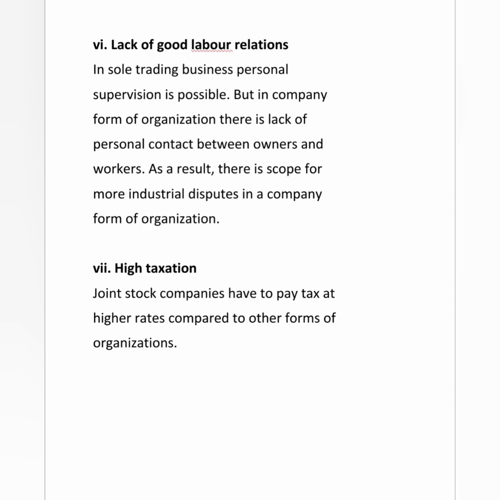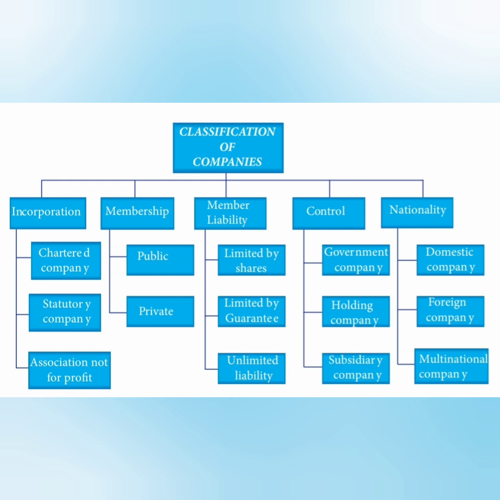Next we'll move on with types of companies. First, on the basis of incorporation, it is divided into chartered company, statutory company, association not for profit company. Then on the basis of membership it is divided into public and private company. Then member liability is divided into limited by shares, limited by guarantee and unlimited liability company. Then on the basis of control it is divided into government company, holding company, subsidiary company. Then on the basis of nationality is divided into domestic company, foreign company and multinational companies. So there are totally 5 types of company, students.